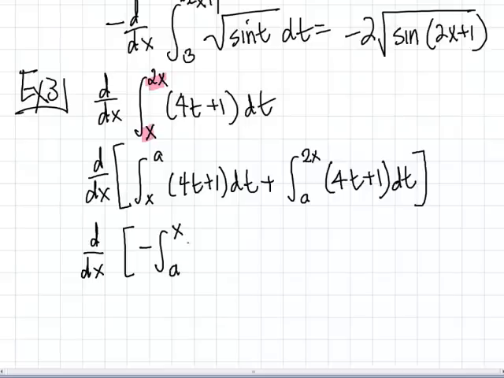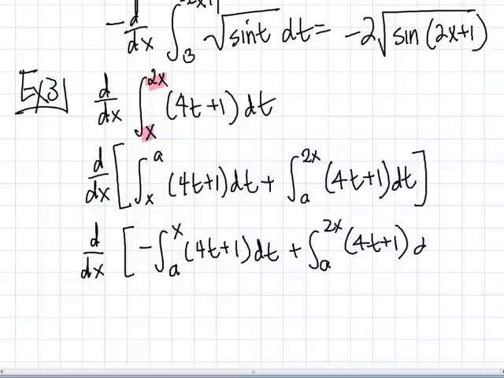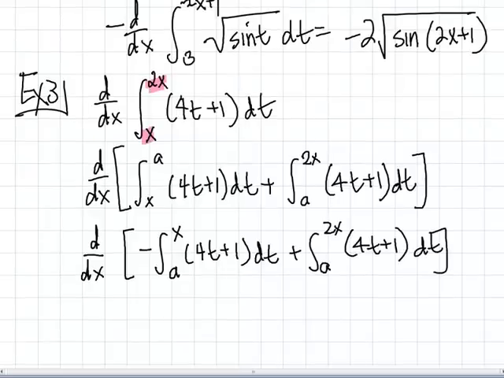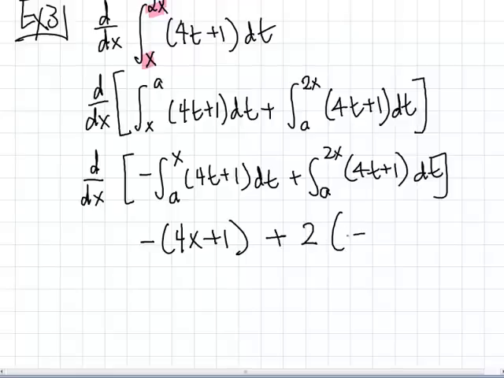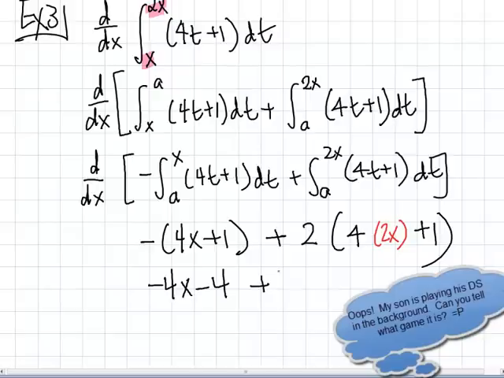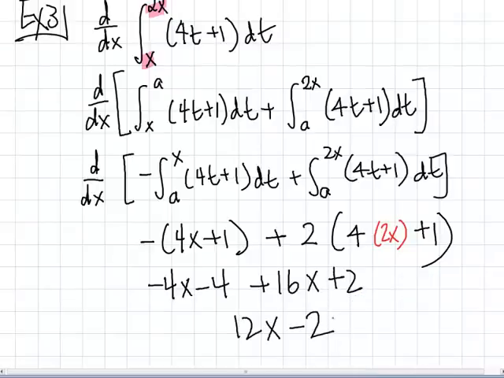Okay, I'm going to switch this one because the x was on the bottom, and then the other one stays the same. Now we're going to actually apply the FTC. So we have negative 4x plus 1 plus the derivative of 2x, which is 2, times 4. And be careful right here, we're plugging in a 2x and then plus 1. So we have negative 4x minus 4 plus 16x plus 2. So we have 12x plus 1.